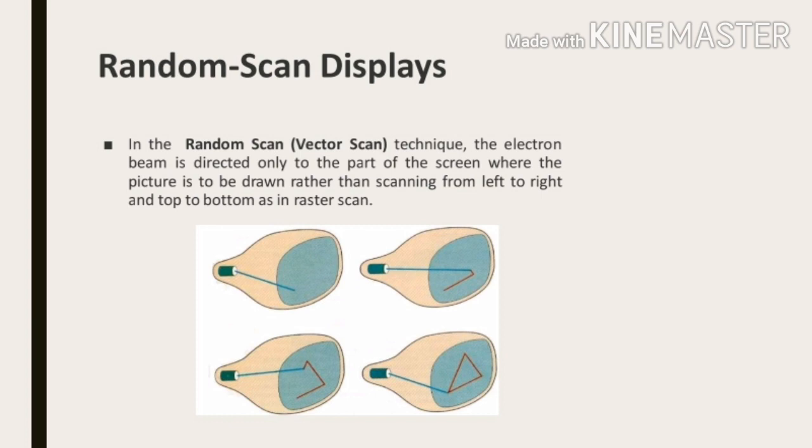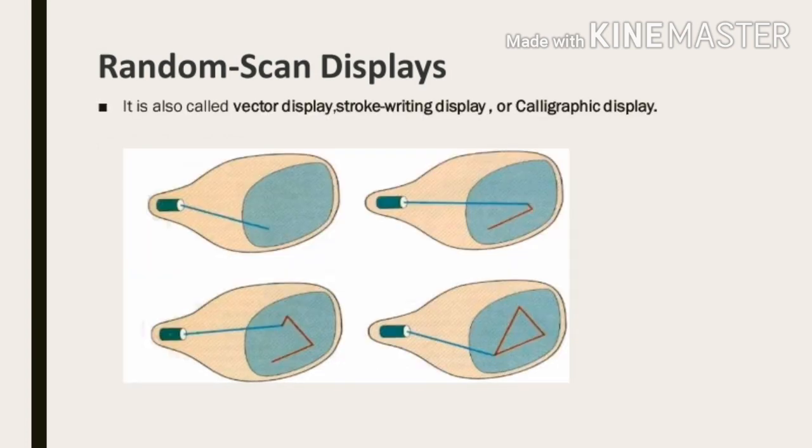This is the basic difference between raster scan and random scan. In raster scan, we traced all the area of screen horizontally and also we are having vertical retrace. But in case of vector scan, in this particular technique, the electron beam is directed only to that part of the screen where picture is to be drawn. Here only that area is to be scanned where the picture is to be displayed, not the whole screen. So it is also called vector display, stroke writing display or calligraphic display.